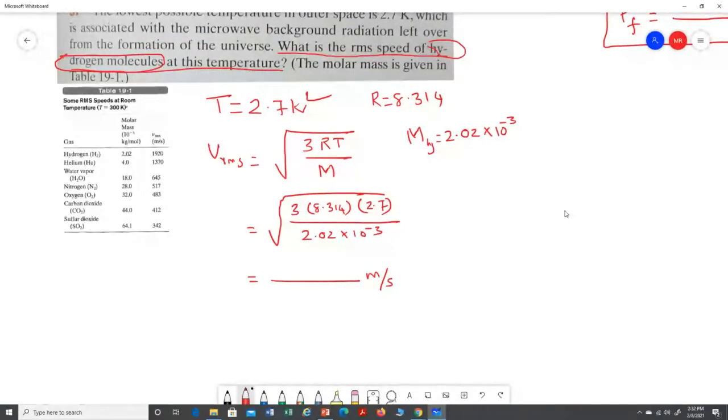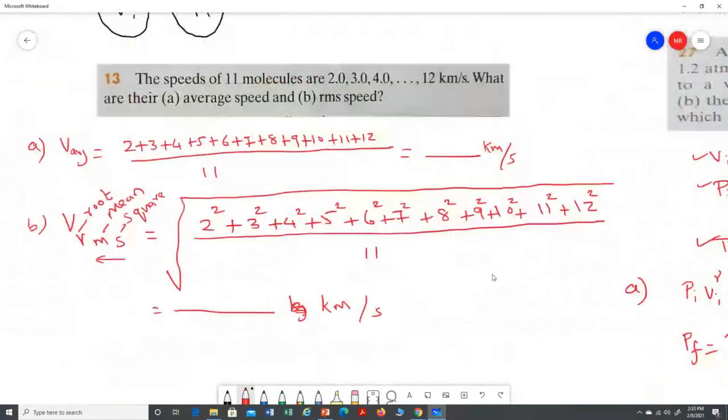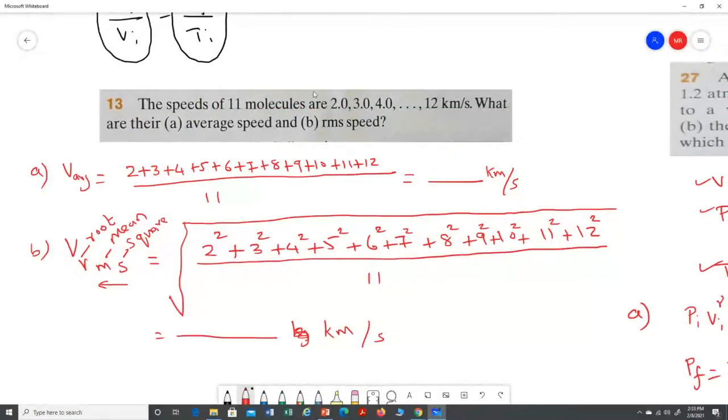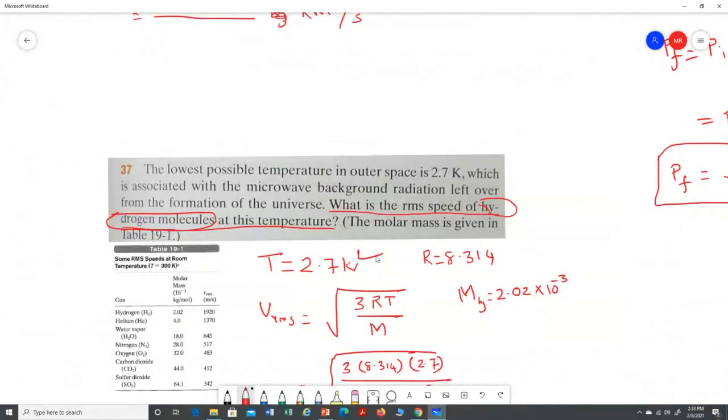What's the difference between this and question 11, V RMS? My dear, here the temperature information is given. In that question, there is no information about the temperature or anything else. They just give information about the molecules only. So here you have to follow this method. If the temperature and the molar mass are given, then you have to go for this formula. Understand?